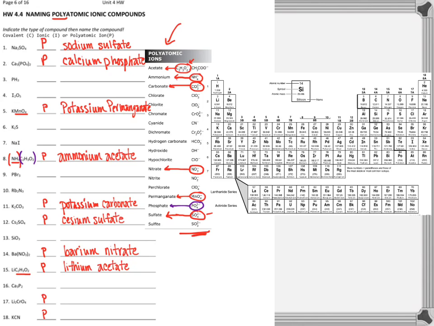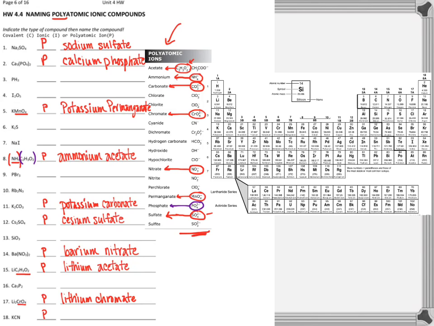Number 17. Again, I notice that my polyatomic ion is CrO4. So on my list, CrO4 is right over here, and it is chromate. And so I list my metal first, which is lithium, chromate.